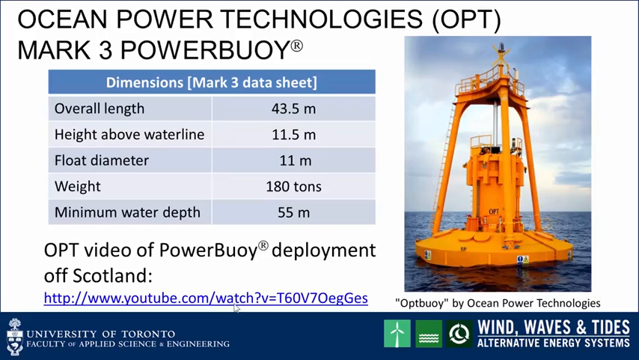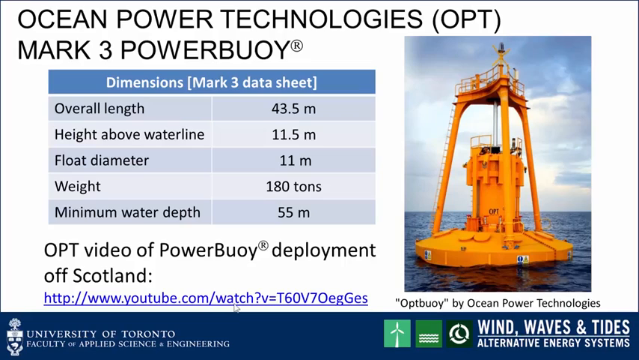So just to give you an example of a device that's available currently, this is the Mark III power buoy developed by Ocean Power Technologies, a US company with branches in the UK and Australia. So let me call your attention first of all to the dimensions. This is a big unit. If we look at the float diameter is 11 meters, so again thinking about the navigational buoy, which we're perhaps more familiar with, this is a lot bigger.